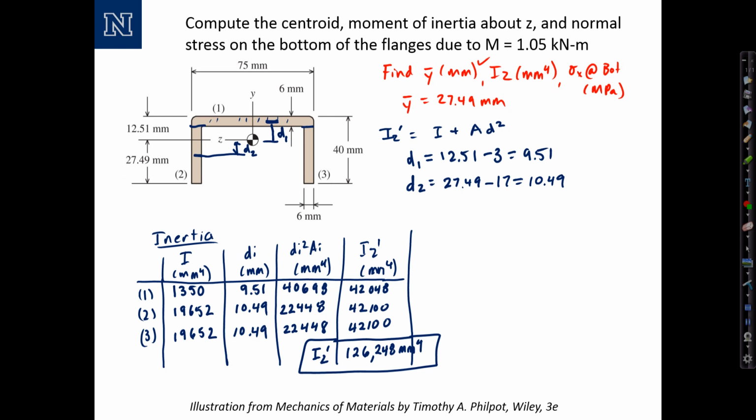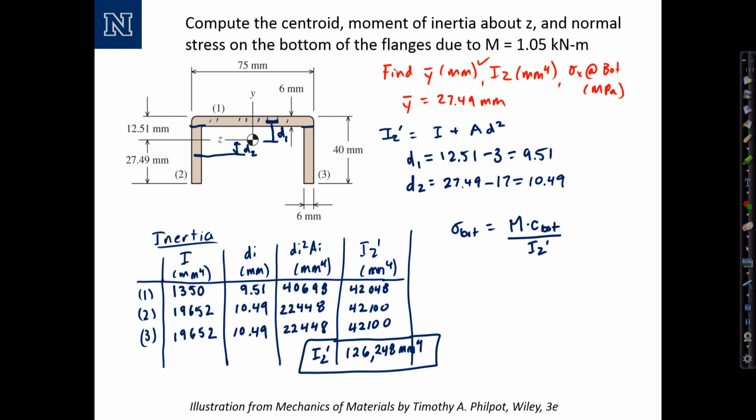Finally, we have everything we need to calculate the stress. Sigma equals M y over I. Sigma bottom equals M times c bottom, the distance from the centroid to the bottom of the section, over I_z prime. Now notice I dropped the negative sign. I'm going to calculate the value of the stress and determine the sign by inspection.